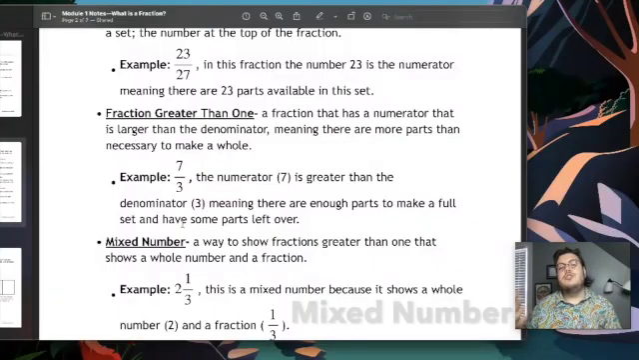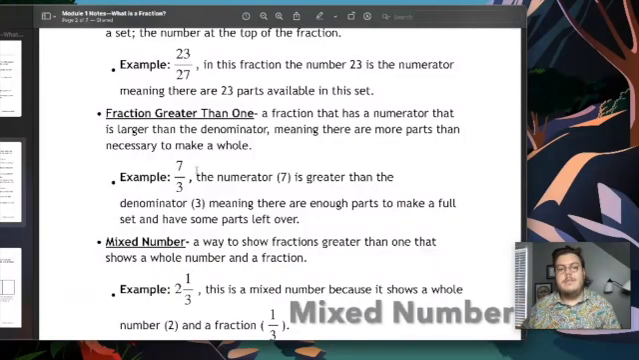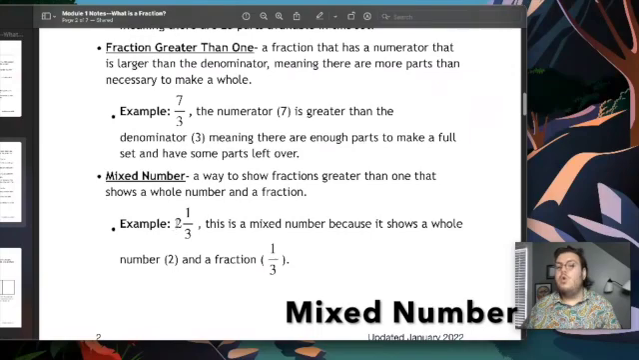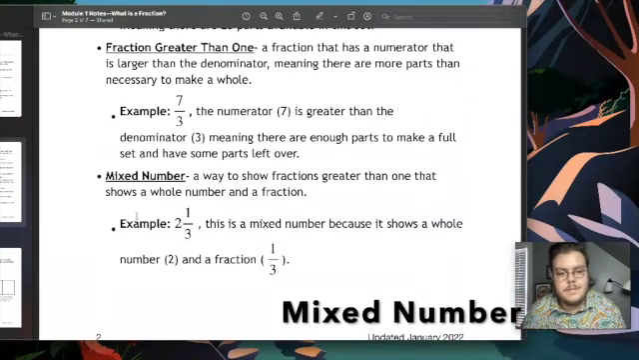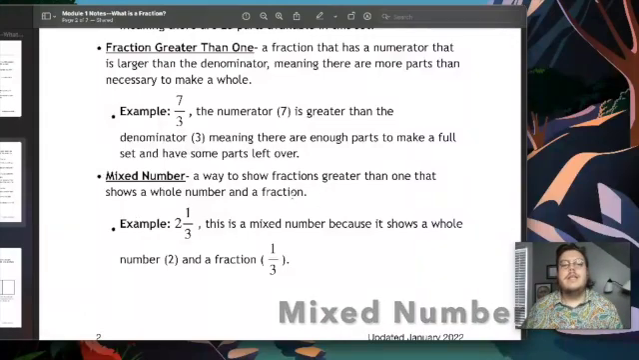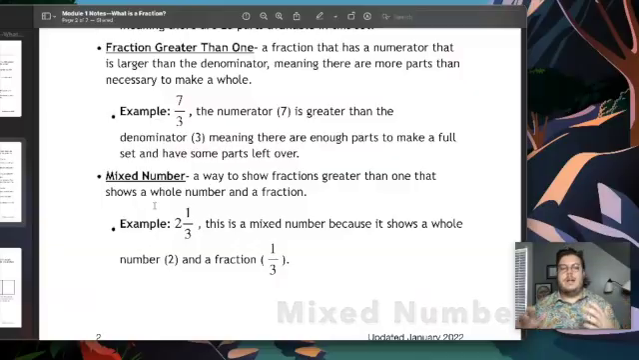But the way that we can show this number 7/3 in a way that tells us that we have whole numbers as well as partial numbers is using what's called a mixed number. A mixed number is a way to show fractions greater than 1 that shows a whole number and a fraction.